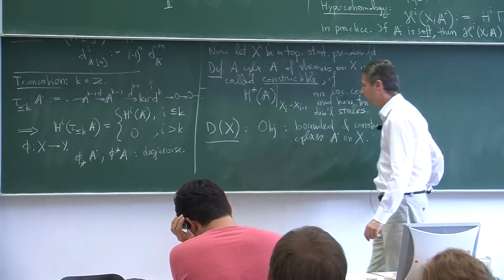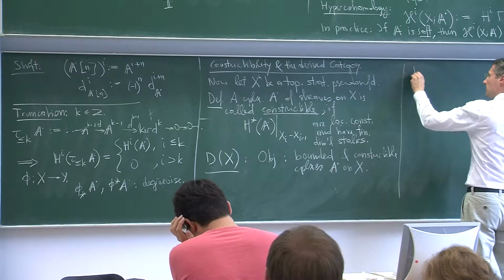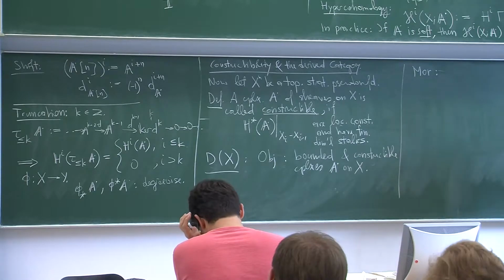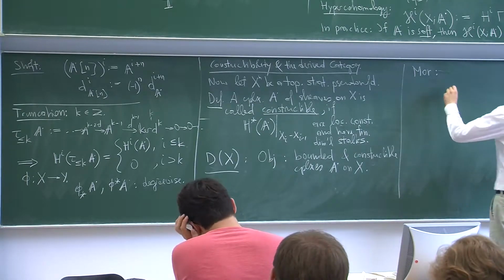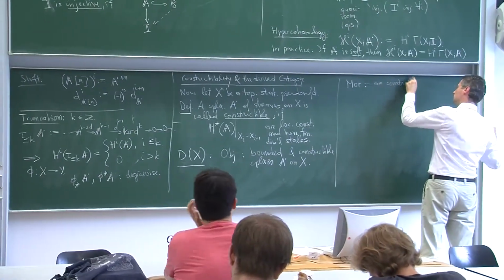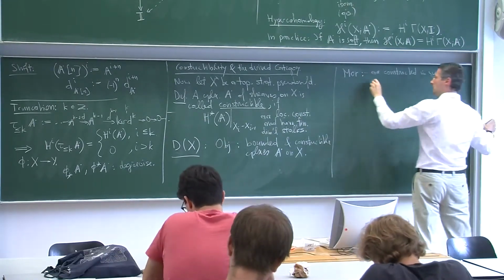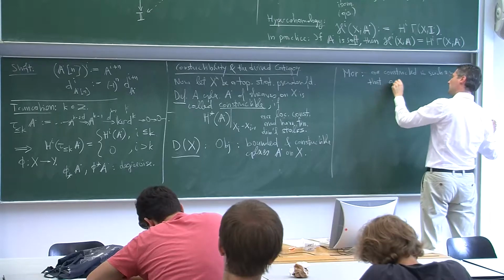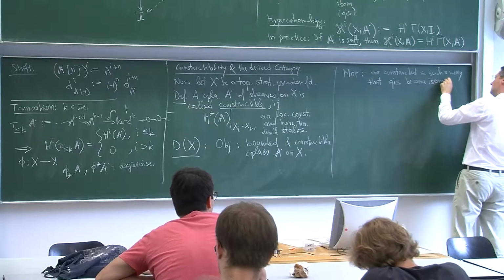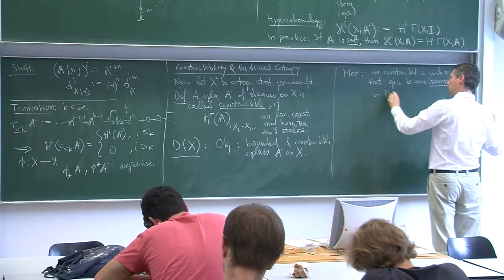But what are the morphisms? So I won't go into great detail here, but you should just remember the following thing. The only thing you really need to know about this is they are constructed in such a way that quasi-isomorphisms become isomorphisms in this category.